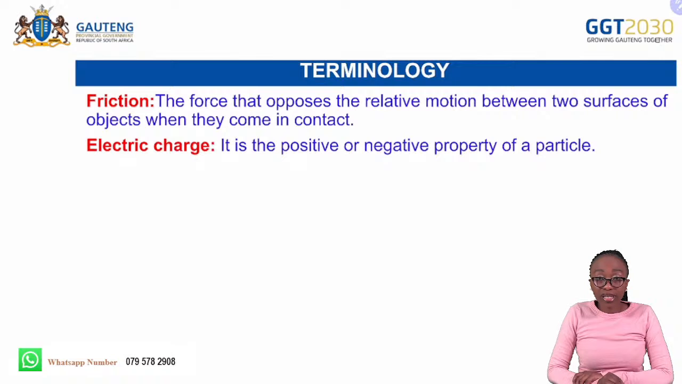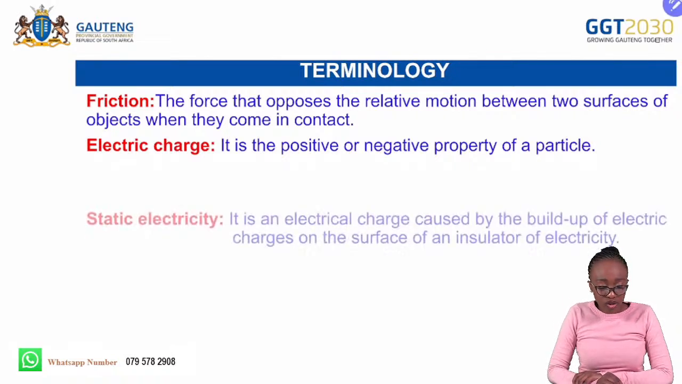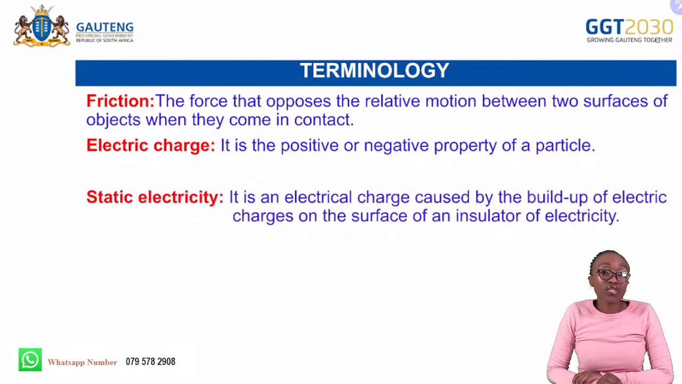The second term is electric charge. Electric charge is the positive or negative property of a particle. So now we know that particles can carry charge. And then static electricity, which is part of our topic, is an electrical charge caused by the build-up of electric charges on the surface of an insulator of electricity.